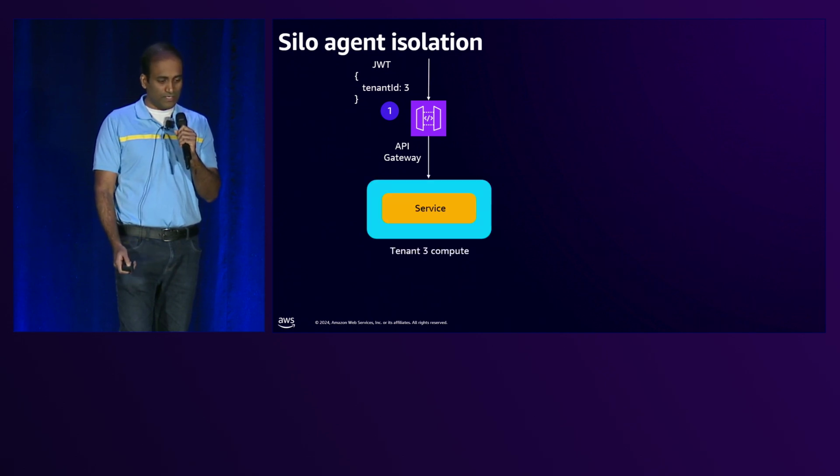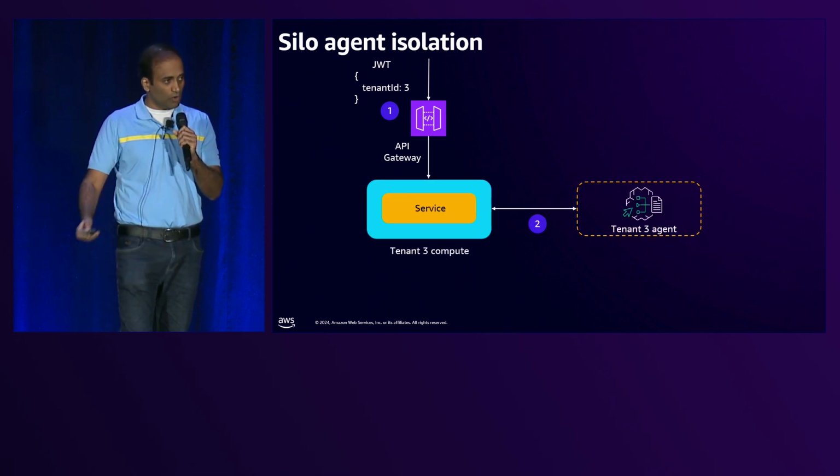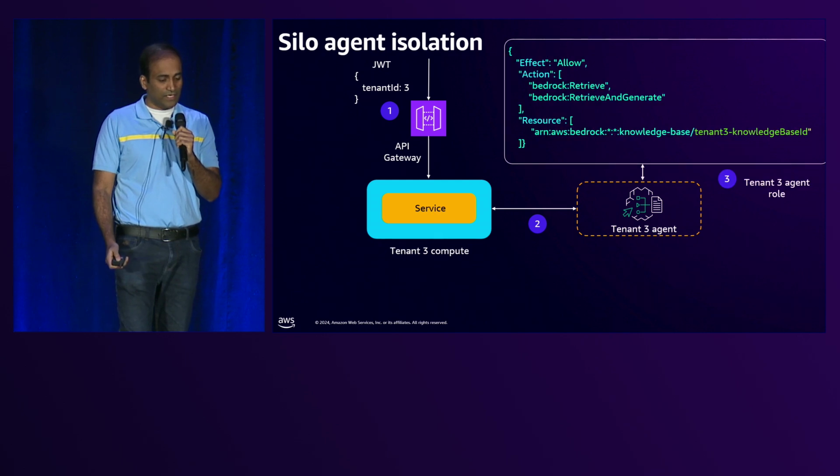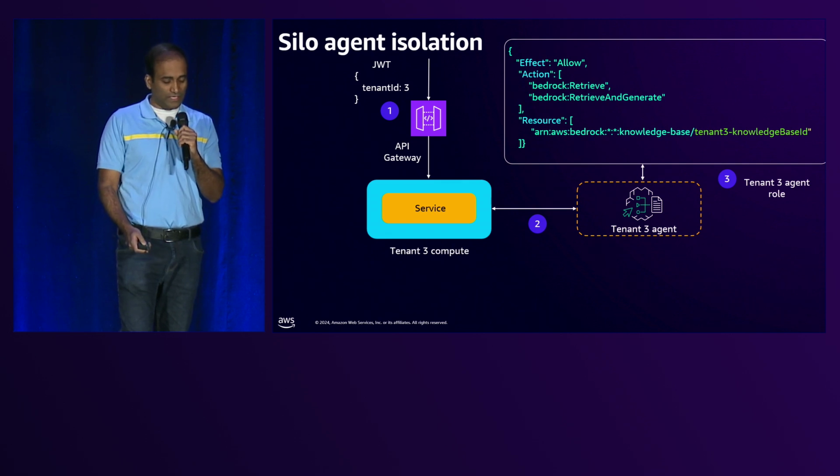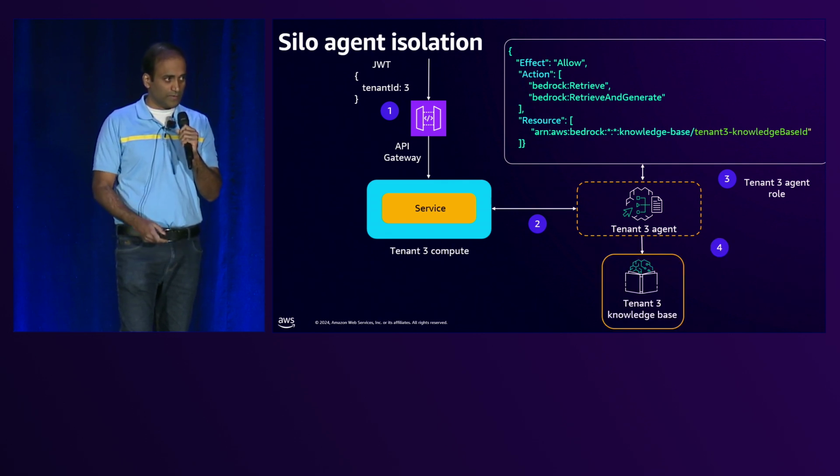And for the silo agent, again, let's assume tenant 3 is interacting with the API gateway. The request goes to the service, and the service would invoke the agent. In this case, you would directly attach an agent execution role to the agent, which gives permissions to the tenant-specific resources. And that's how the agent would interact with the tenant-specific resources.